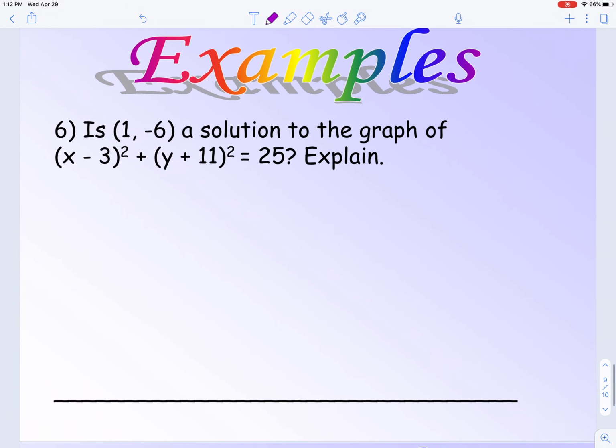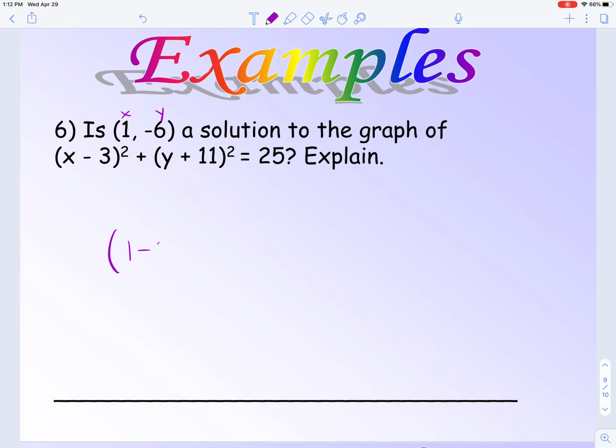Okay, so there were a couple of multiple choice questions like this. They want to know if a point is a solution to the graph, so you plug it in. You can't use a table of values in the calculator because it's not a function, as I mentioned yesterday. So we could just plug the 1 in and the negative 6 in for x and y.